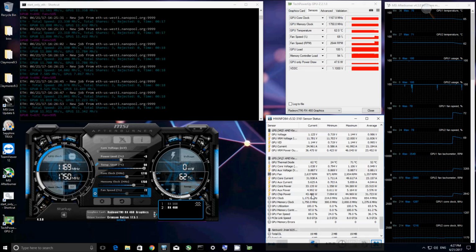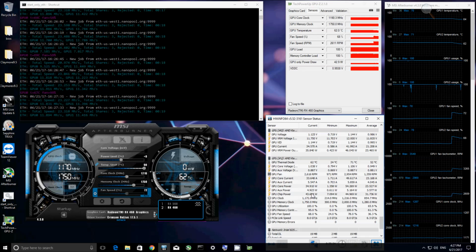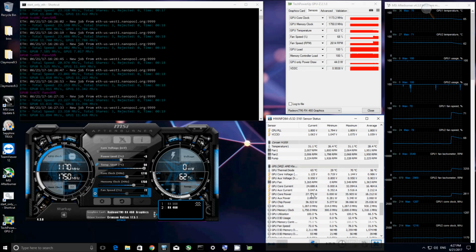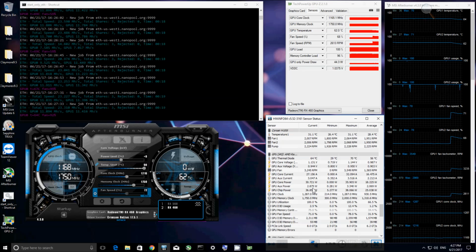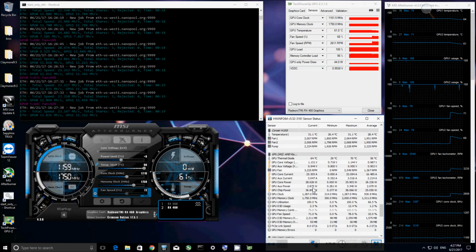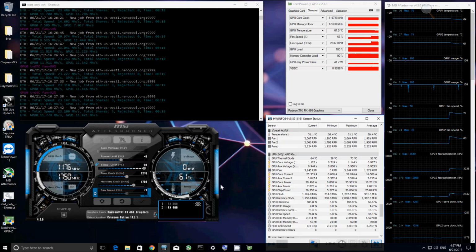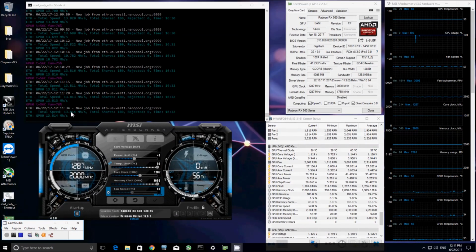Now we're going to try to BIOS mod these cards. We don't expect to get much gain out of that. You can probably get close to the same gain just by overclocking, but we're going to mod the BIOS anyway, and we'll show you what you can expect.